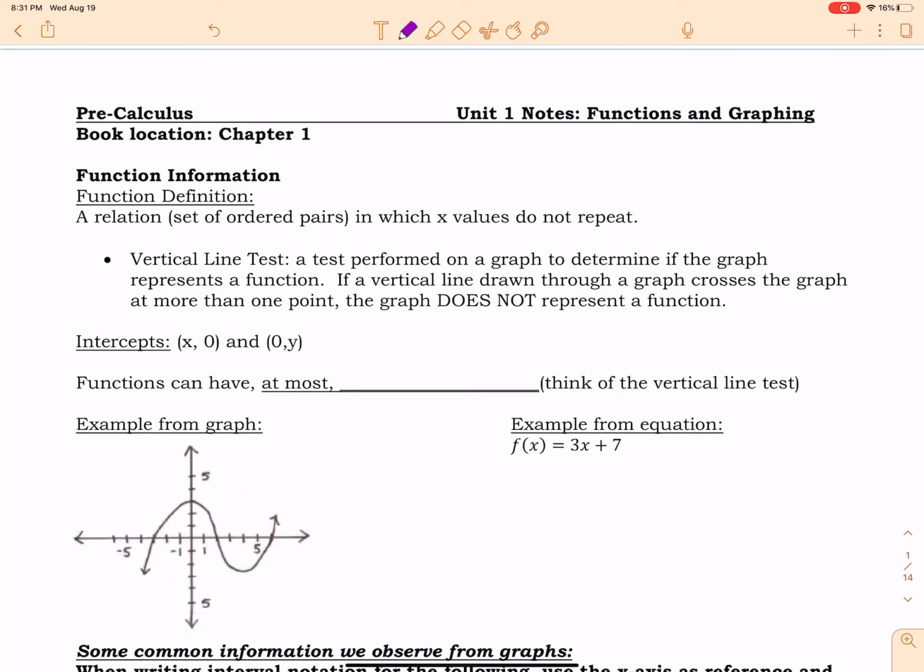Okay, babies, it is time for Unit 1 notes. You should have already looked at your parent function video. So now we're going to dive right into the Unit 1 notes. I'm going to try to make this as painless as possible.